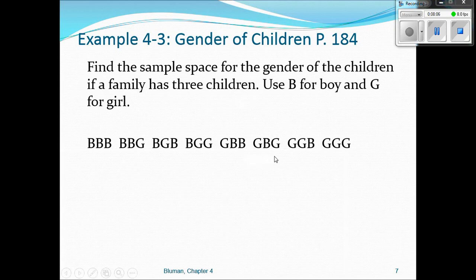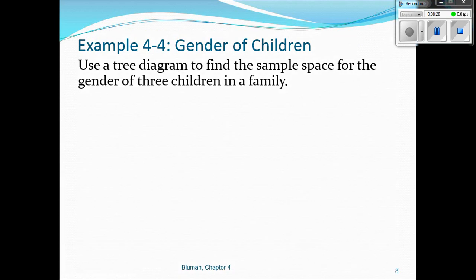Okay? But when you're doing this, if you don't know how many there should be, how will you ever know if you find them all? That's a very good question. So we have something that will help you find these out easier and make sure that you have every single sample or every single outcome that could possibly happen. And that's called using a tree diagram.